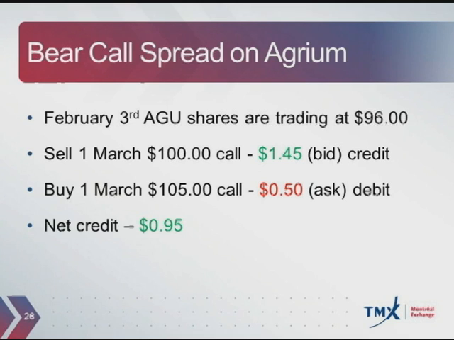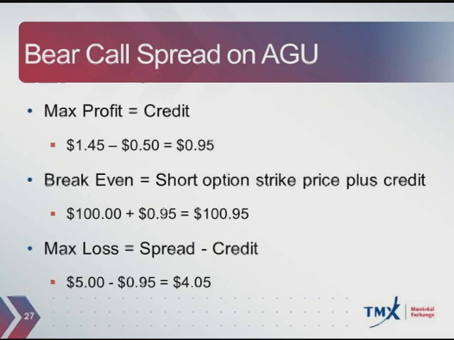So the way that we actually reduce that margin requirement is we turn around and we buy a higher strike out of the money. So you can see here we could buy the March 105 strike call, and 50 cents out of that $1.45 is going to come out of our account. So we get a credit of $1.45. A debit comes out of our account of 50 cents. The end result is that we collect a net credit of 95 cents.